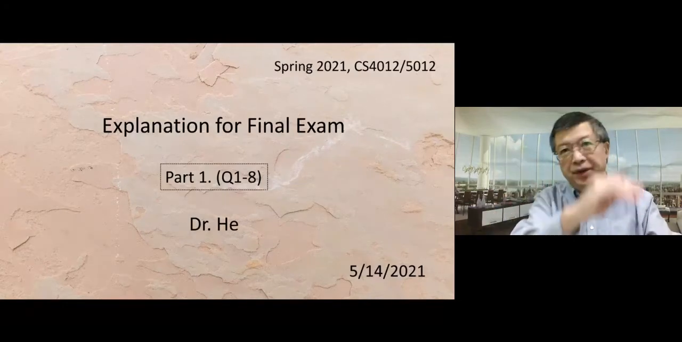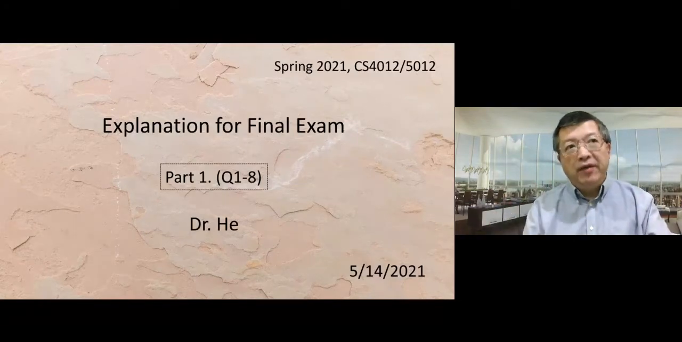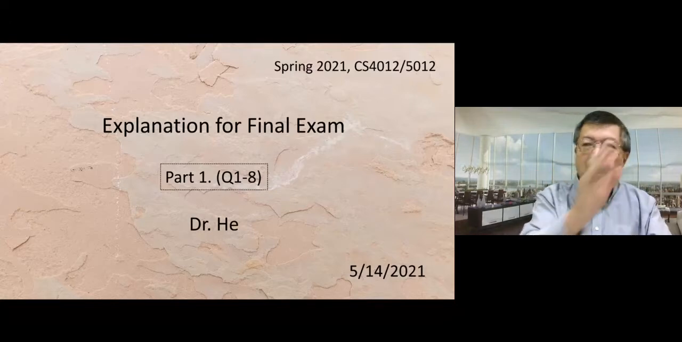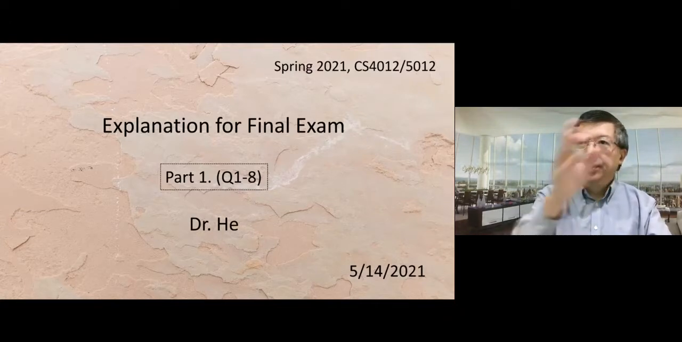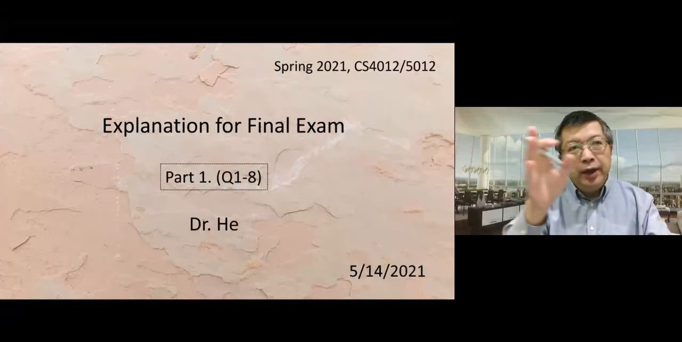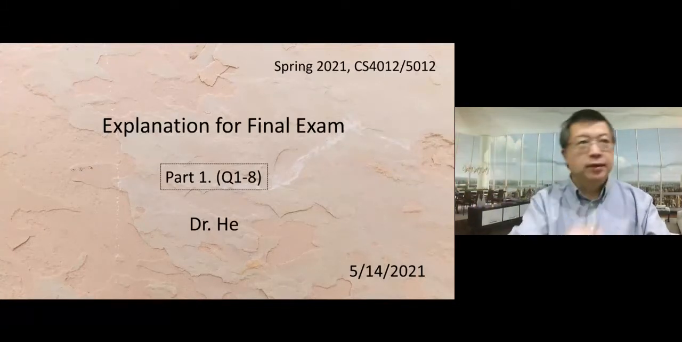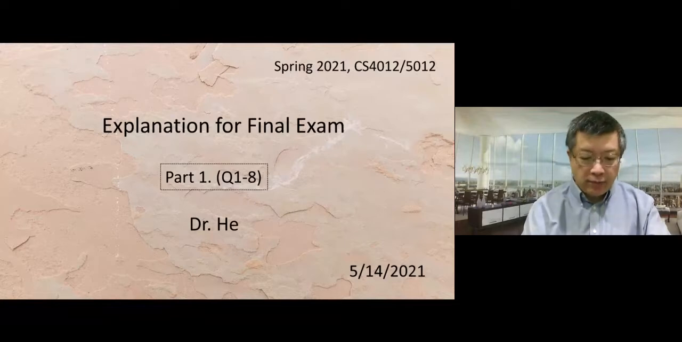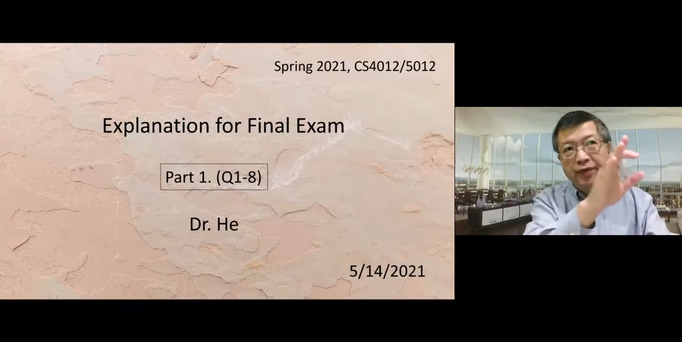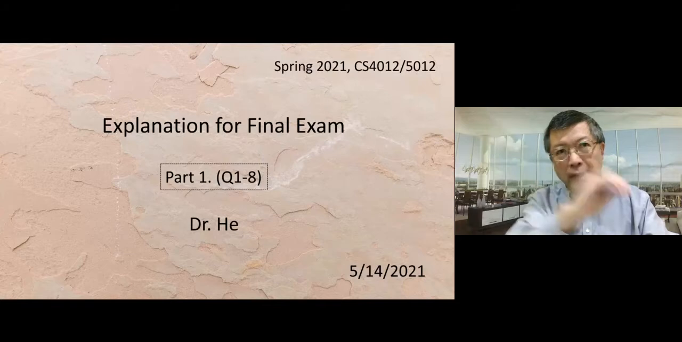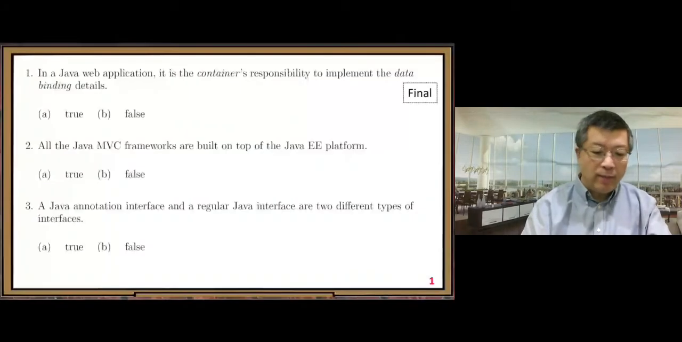Explanation for the final exam. We have 25 questions, so I want to divide it into 3 parts. Parts 1 to 3 have 8, 8, and 9 questions. The first one, part 1, covers question 1 through number 8. So let's start one by one.